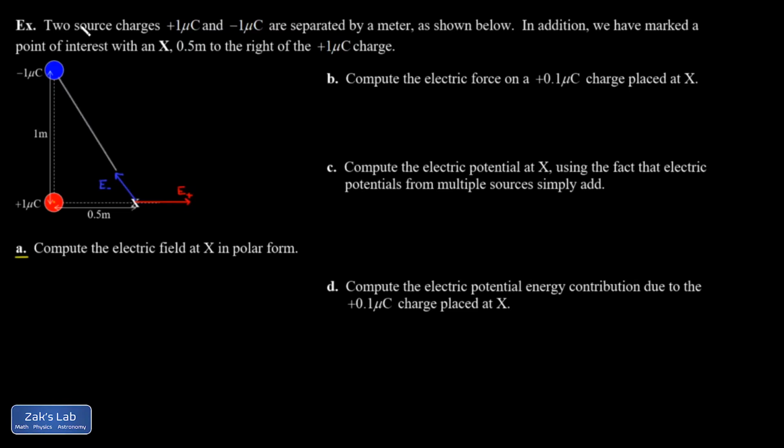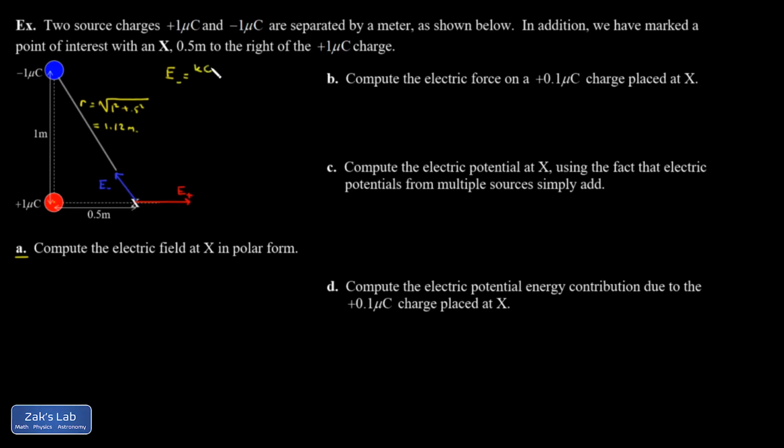Just completing that triangle real quick, what I want to get right now is the separation distance between that negative charge and the point of interest. And that's given by the Pythagorean theorem. It's going to be the square root of the sum of the squares of the legs. So that's 1 squared plus 0.5 squared. And when I do that, I get 1.12 meters.